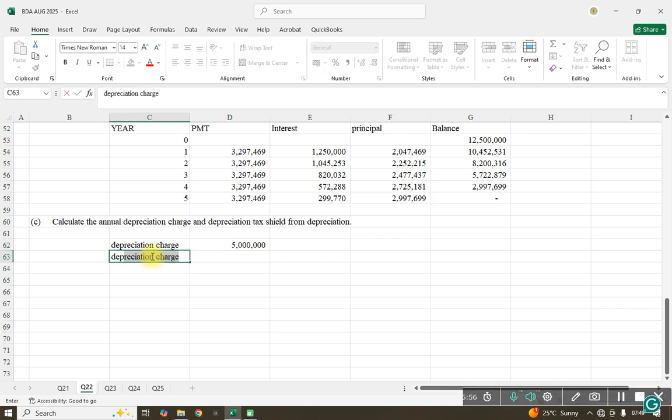Then the depreciation tax shield, which will be 30% of this.